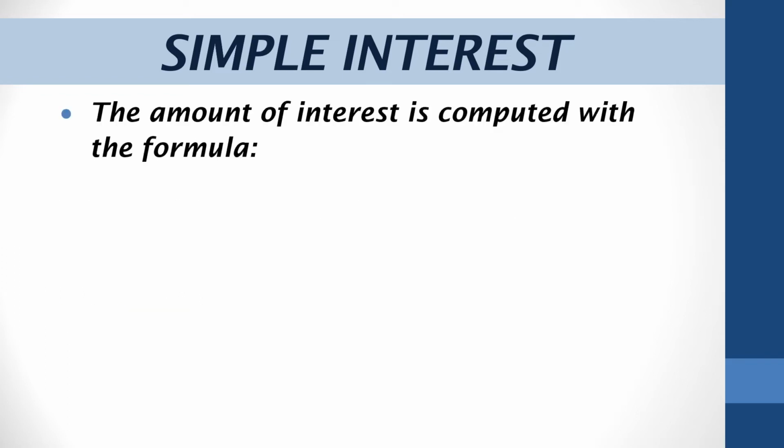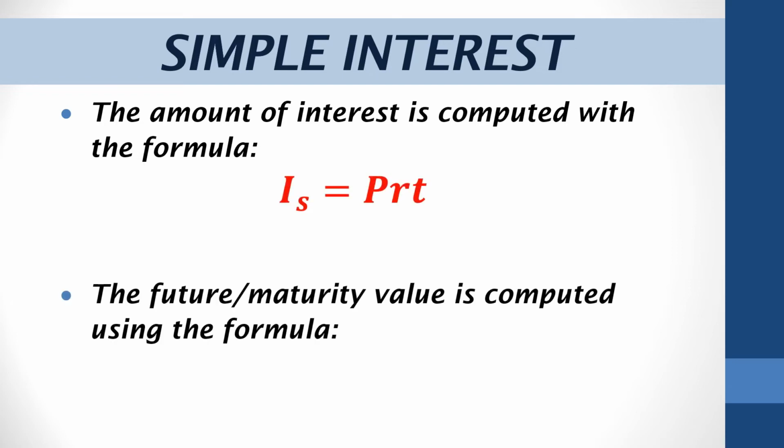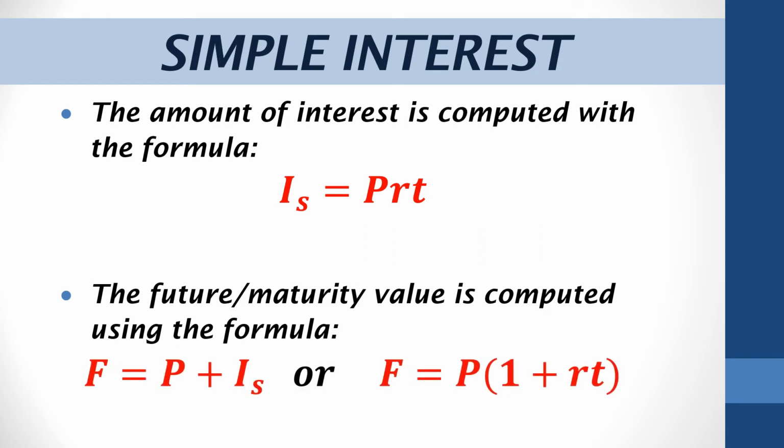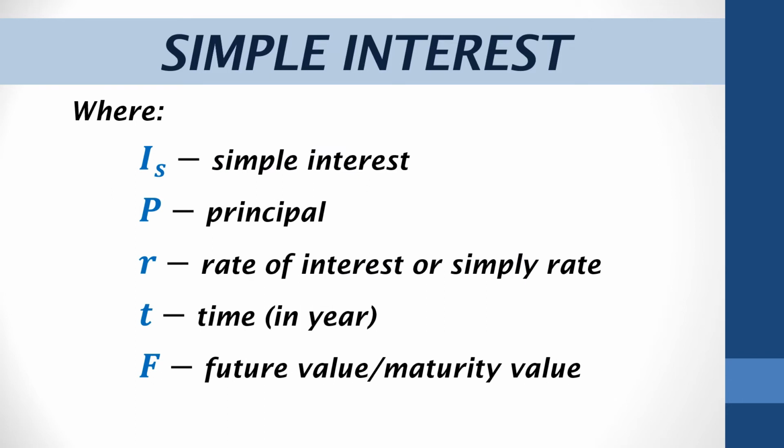The amount of interest is computed with the formula I sub S equals PRT, and the future or maturity value is computed using the formula F equals P plus I sub S, or F equals P quantity 1 plus RT, where I sub S is equal to simple interest, P is equal to principal, R is the rate of interest or simply the rate, T is the time in years. Tatandaan natin yan ha, in years. And F is the future value or the maturity value.